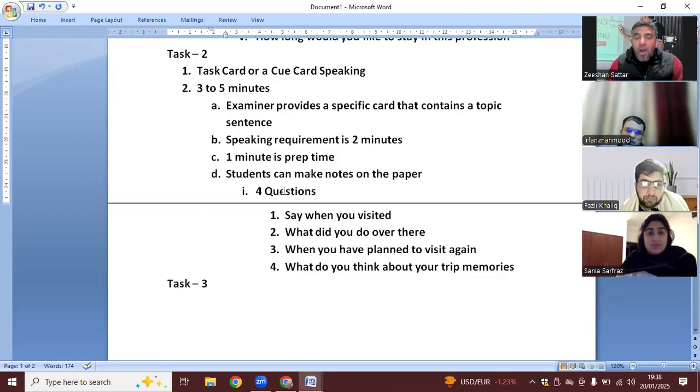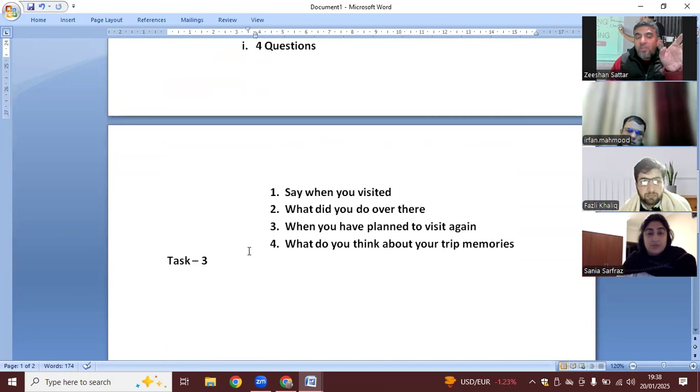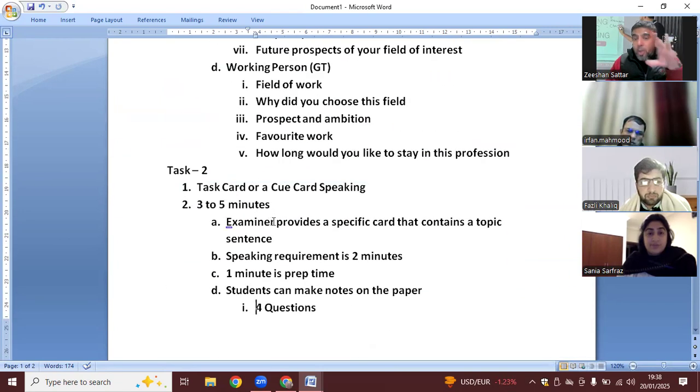And normally a card is given to the students, and that card contains a topic with 4 sub-questions, which normally relate to the topic as well.